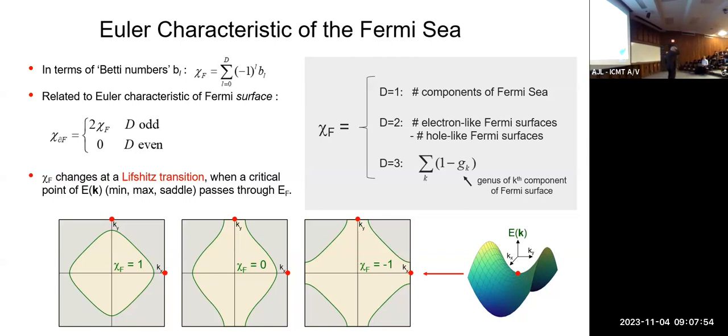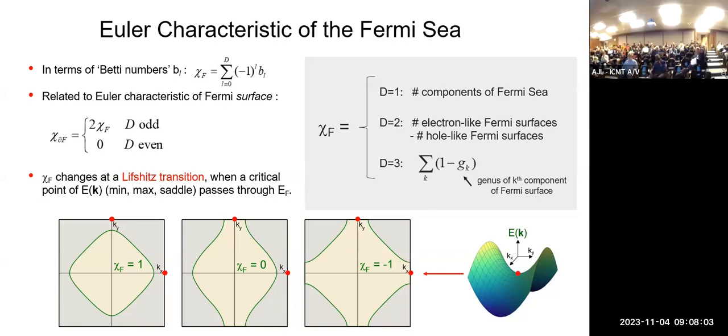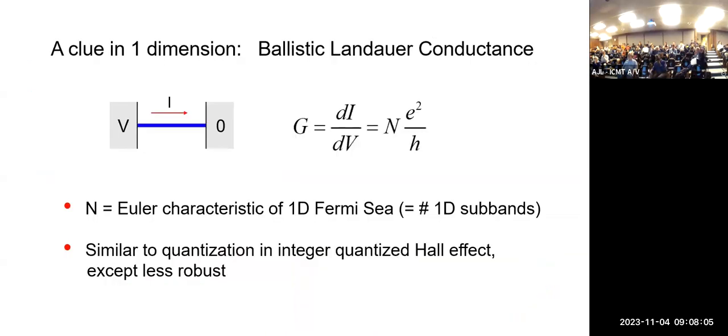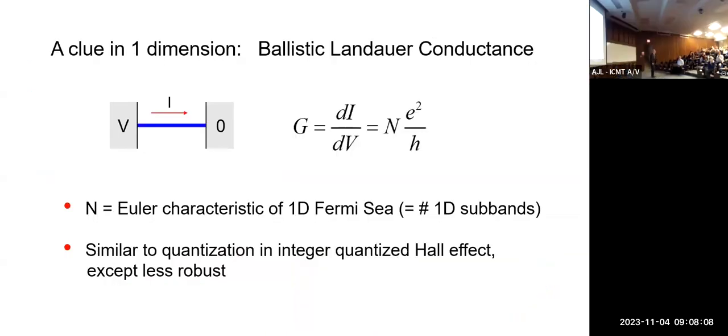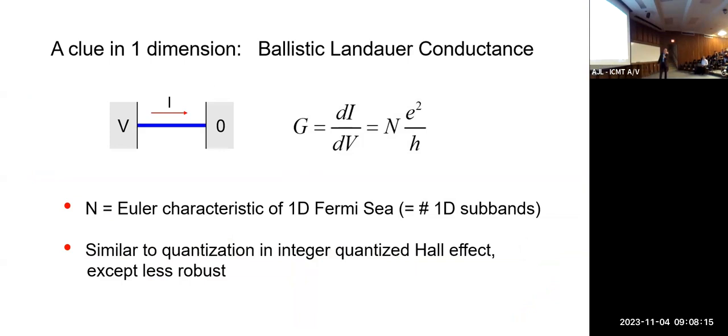Basically my strategy for this is to first think about one dimension, and then ask whether they can be generalized to higher dimensions. Okay. And so one thing I know about one dimension is that actually this invariant does show up in a very simple way in something that I know about, and that's the Landauer conductance. So if you have a one-dimensional conductor with non-interacting electrons, then the conductance just measures, if it's ballistic, the number of one-dimensional subbands, and that's precisely this topological invariant, okay?